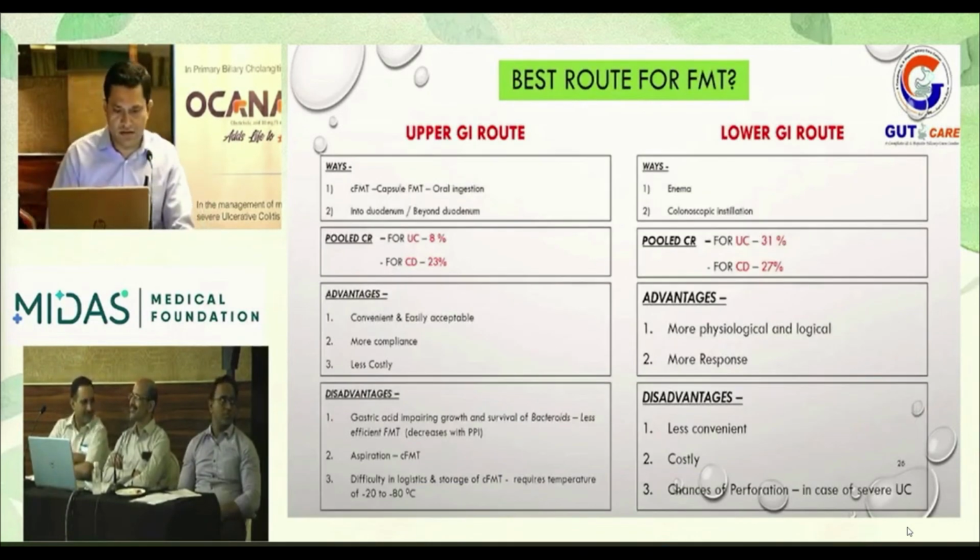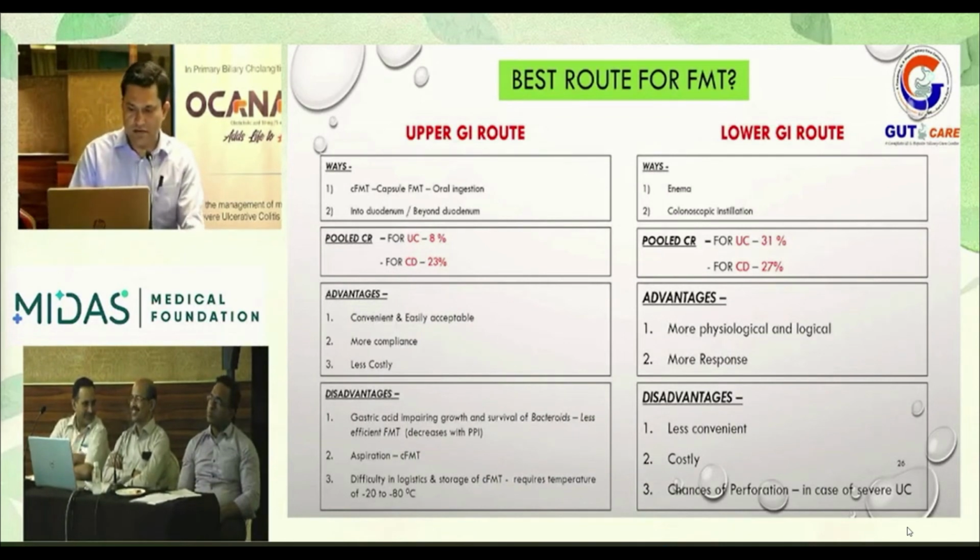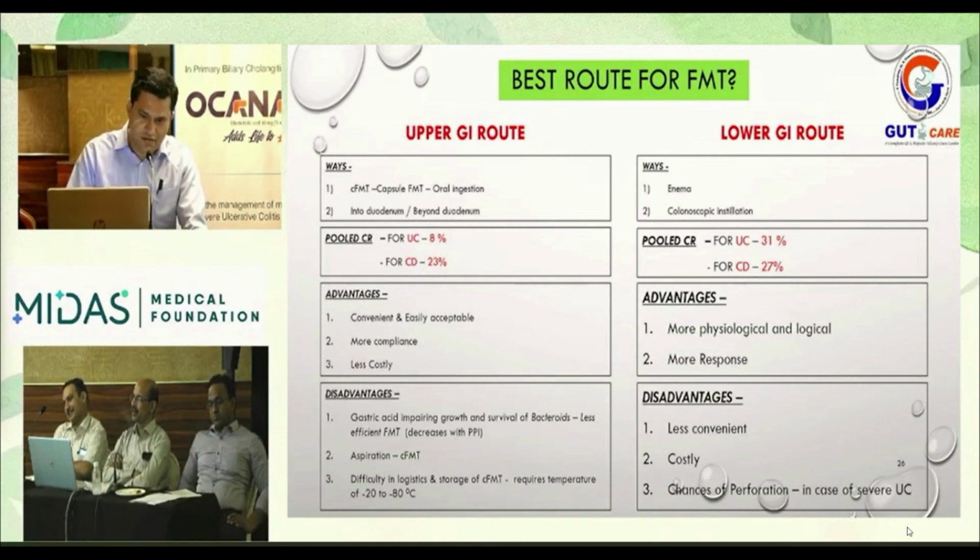We have already seen that lower GI route is better. One meta-analysis has shown that the pooled clinical remission for UC and CD is more with the lower GI route, that is 31 and 27% compared to upper GI route. For UC it is 8% and CD is 23%.